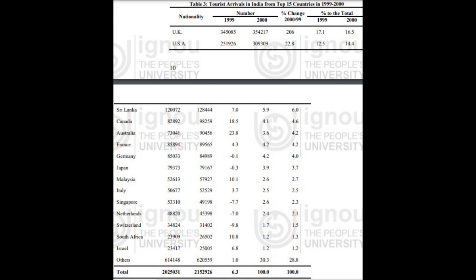Table 3, tourist arrivals in India from top 15 countries in 1999-2000. Look at the screen. Let us examine the trend in tourist arrivals, country-wise analysis. 1. United Kingdom. United Kingdom remained on the top of all tourist-generating countries for India with 354,217 tourist arrivals during the year 2000. As compared to 116,684 arrivals during 1981, the average compound rate of growth was 6.0% per annum from 1981 to 2000.